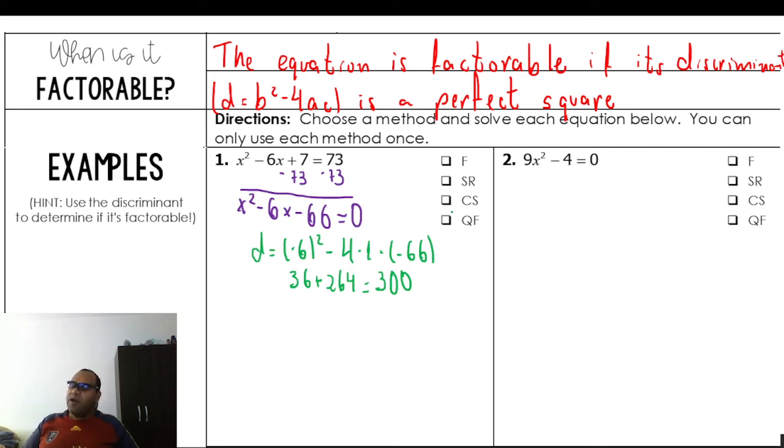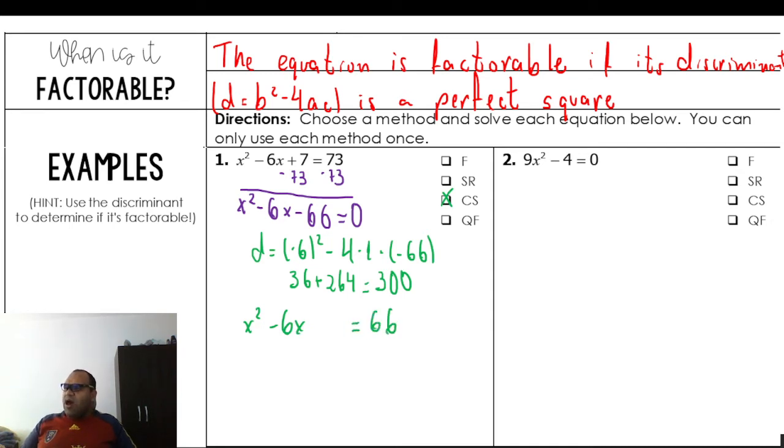Then, let's use the square root or completing the square. Let's complete the square, because I have b over here. B is negative 6x. Let's use the completing the square method. First, move negative 6 by the opposite. It will be x squared minus 6x equals 66.